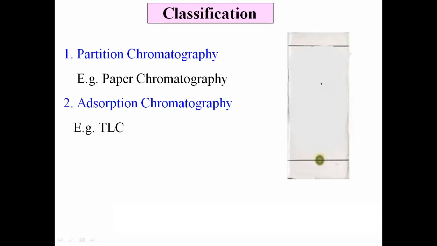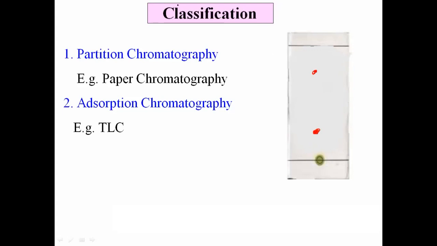One component having more adsorption ability adsorbs more easily, and another component having less adsorption ability adsorbs less easily at the upper part. The one whose adsorption ability is less adsorbs later at the upper part, while the component which has more adsorption ability adsorbs on that stationary phase more easily at the lower part, and thus two components from the mixture get separated, and we get two spots on the TLC plate, and this is adsorption chromatography. In adsorption chromatography, components from the mixture are separated due to different adsorption abilities.